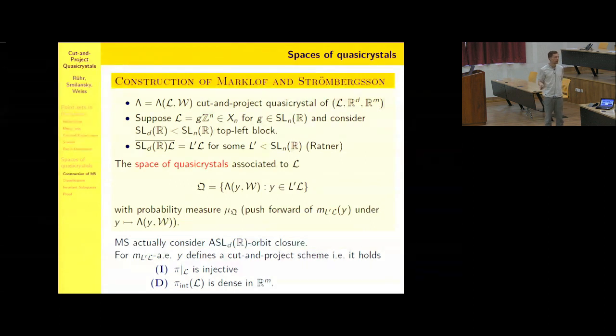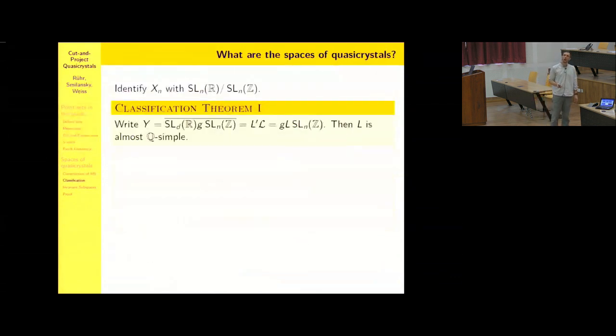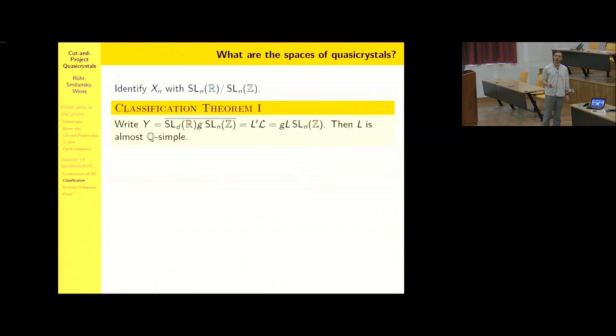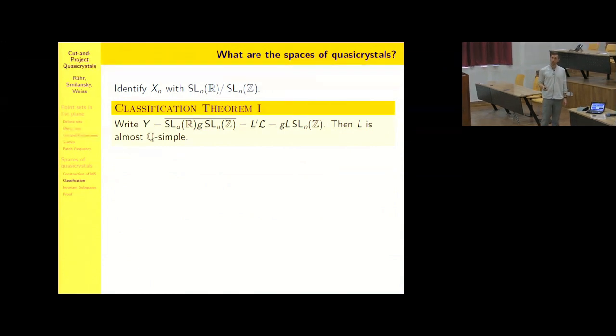Okay, and you can ask, now you have this algebraic group problem: what are the L primes which can appear? I'll identify X_N with this homogeneous space, and I'll rewrite this L prime as some G(R), where G will be defined over Q. And our first theorem is that G is almost Q-simple.